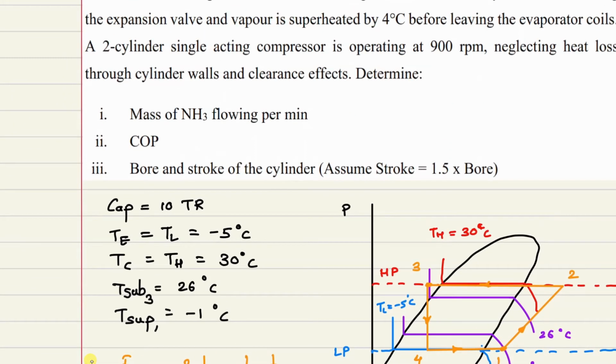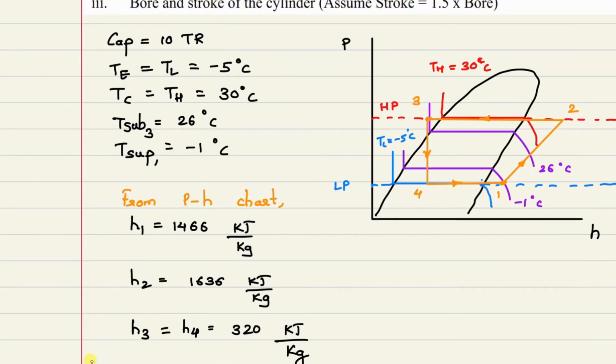What is the second question? We have to calculate COP. Now this COP, it is not given. Okay, we have to calculate theoretical COP. What is theoretical COP? Refrigerating effect upon compressor work. H1 minus H4 upon H2 minus H1.